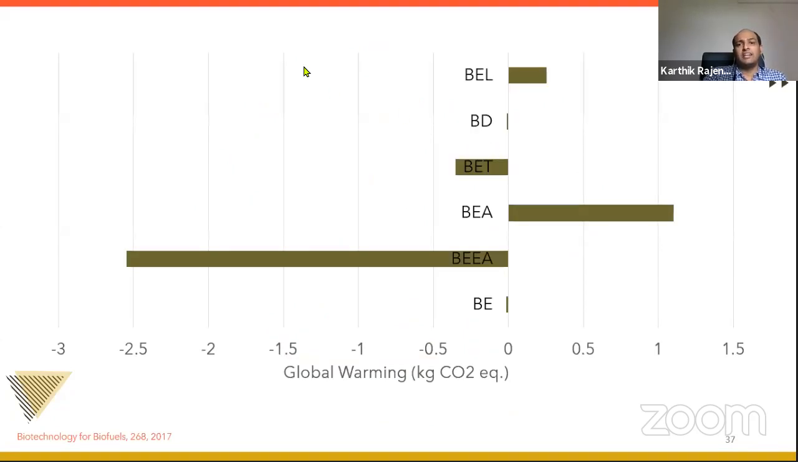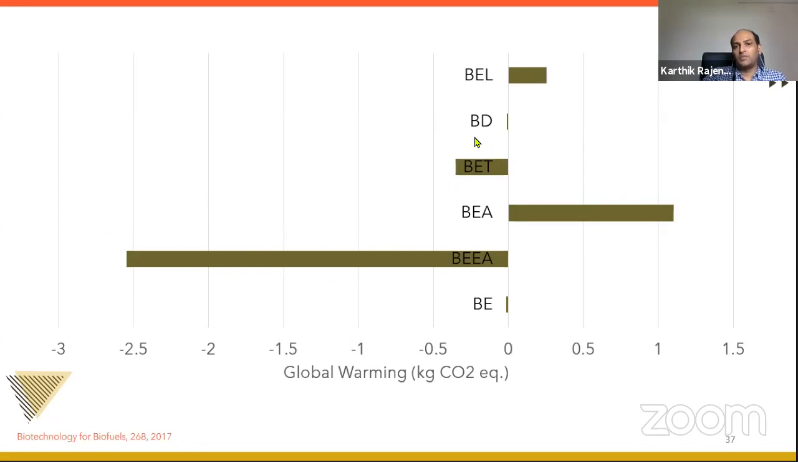If you look at the environmentally friendly process, I told you that in this particular scenario the BEA is the most economically cheaper alternative. But in terms of environmental friendliness, it releases about 1 kilogram of carbon dioxide equivalent per kilogram when compared with other processes. The ethanol process itself is also a negative process, and the combined ethanol and ethyl acetate process is a very environmentally friendly process, but this is not an economically viable option.